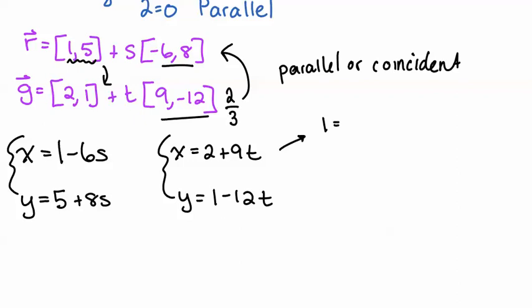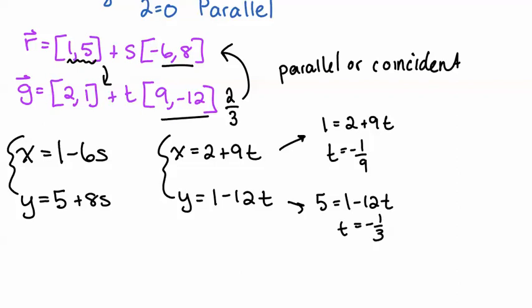So like 1 equals 2 plus 9t. So I'd get t equals negative 1 over 9. Or I could try subbing 5 in for that y. So then I would get t equals negative 1 over 3. So I see the t's aren't the same. So therefore that point does not lie on that line. So these must be parallel lines again.